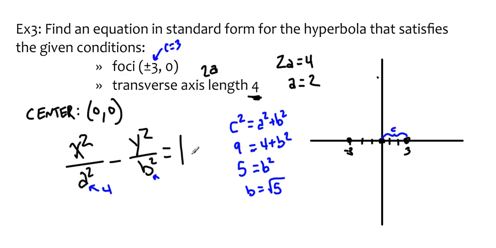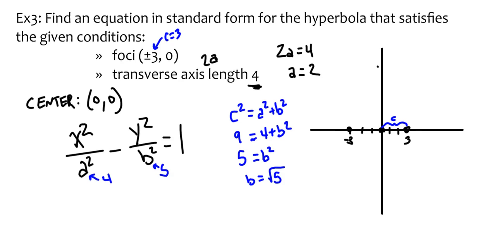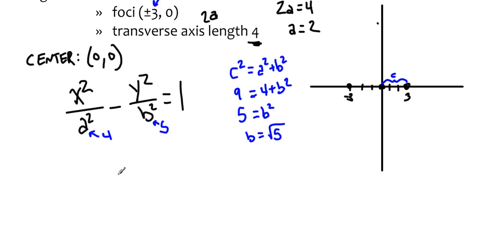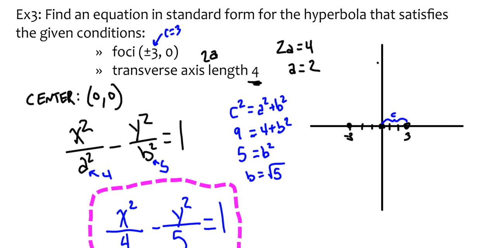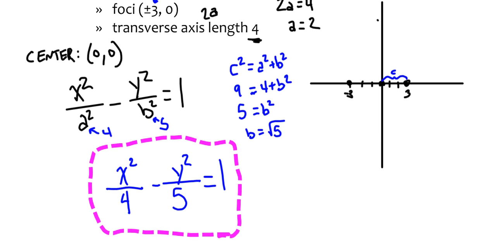But we don't really care about that. We just want b squared. So let's rewrite our equation. We have x squared over 4 minus y squared over 5 equals 1. So let's go back to our problem. Let's make sure we answered it. We were asked to find an equation in standard form, and we did so.